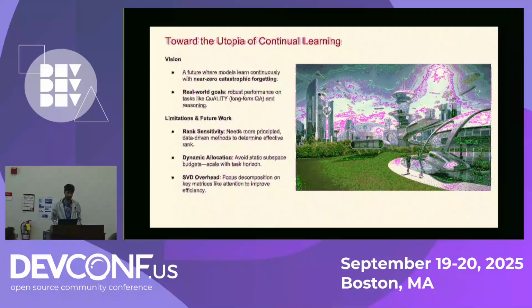Second is dynamic allocation as you scale the task horizon. So if you have 20 tasks, then you want to be able to dynamically allocate parts of the model to each of these tasks. And then the SVD overhead. So you do the singular value decomposition once before training on each new task. And it's a minimal overhead, but it would reduce even further if you do it for specific matrices and keep other matrices. For example, if you keep the MLP matrices frozen and you only do SVD or training on the attention matrices, this could further improve efficiency.